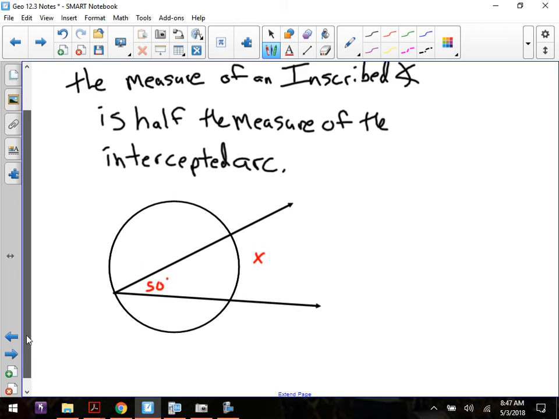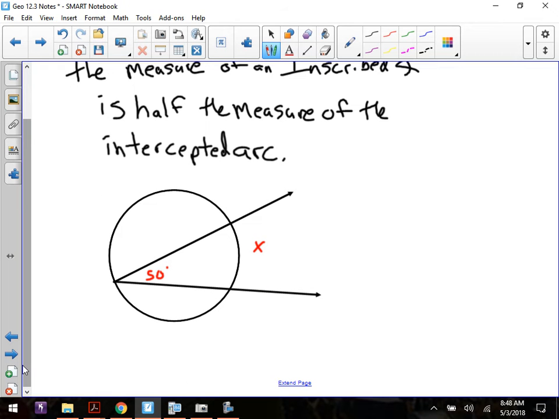Anyway, so again, the angle is equal to half the arc that it hits. So if that angle is 50, what's the arc? Great for math today, huh? Well, obviously you can throw algebra and all that other stuff into it too. The concept here is pretty simple.